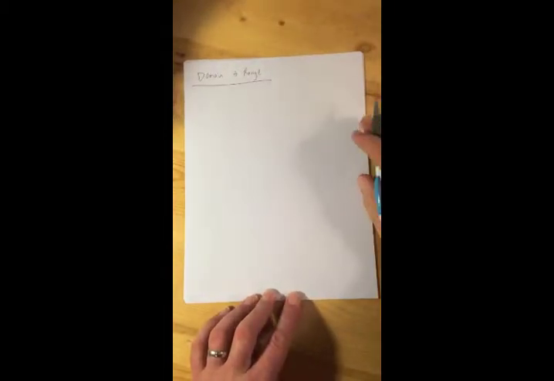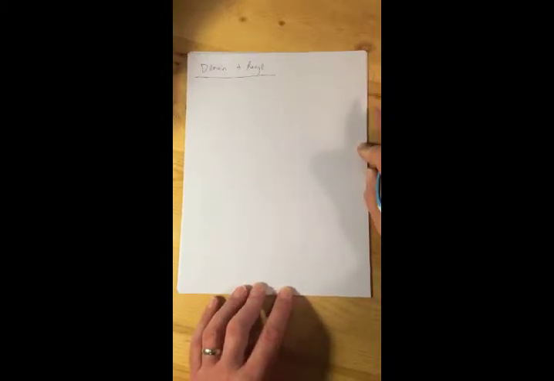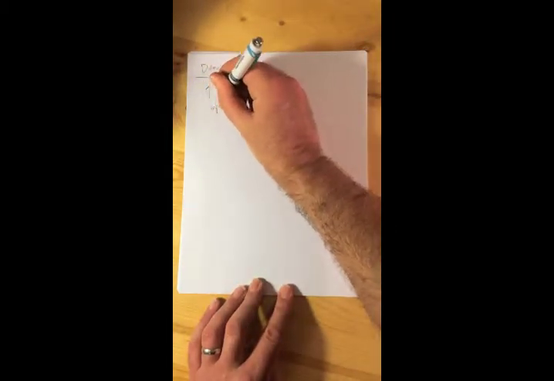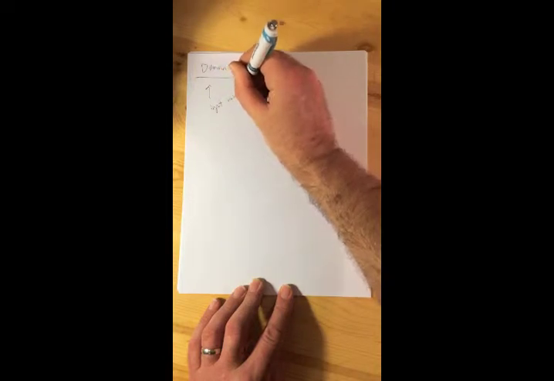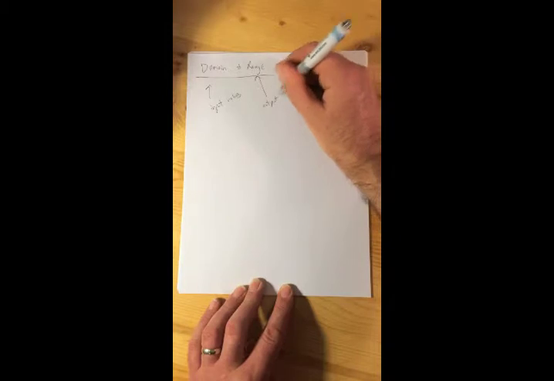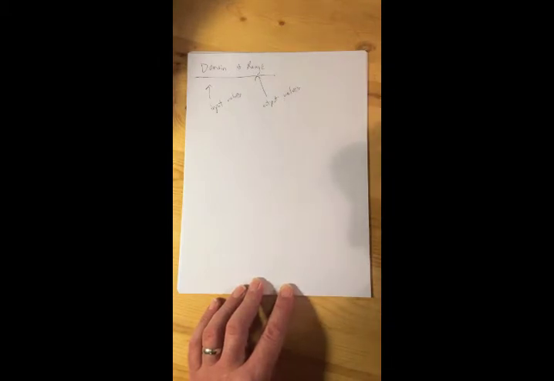Now, we defined a function to be something that takes input values and associates them to output values. So we need to talk a little bit about the sets that are involved in that. Essentially, the set of possible input values is called your domain, and your set of possible output values is called your range. So everything that you can put into your function is in the domain, and everything you could possibly get out of your function is in the range.